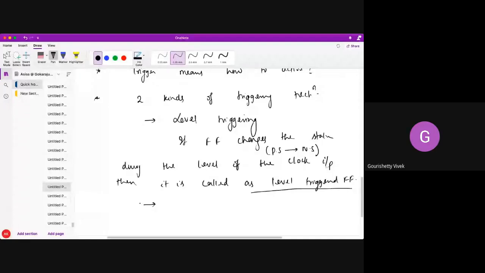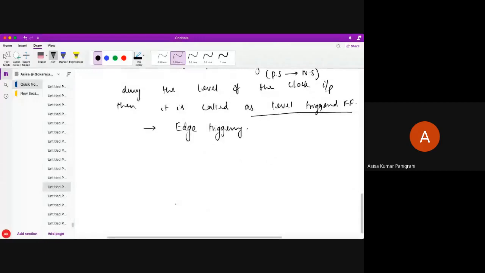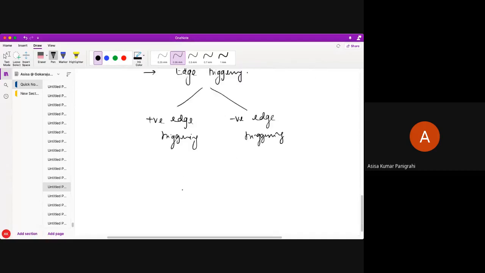Yes, sir. Okay. Now another type of triggering technique is there to design a flip-flop. Another one is edge triggering. There are two types of edge triggering: one is positive edge triggering, another one is negative edge triggering. Okay, understand? So now the question is, what is positive edge triggering? What is negative edge triggering?